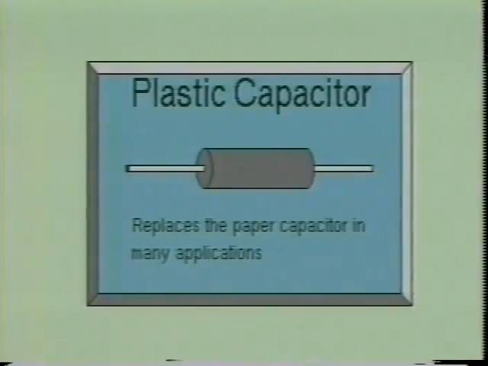This capacitor is plastic and has very low leakage. It is used in frequencies ranging from DC to 10 megahertz. The plastic capacitor is available in sizes ranging from a few picofarad to up to a few microfarad. The working voltage of this capacitor is good to several thousand volts. The plastic capacitor is used to replace the paper capacitor in many applications.